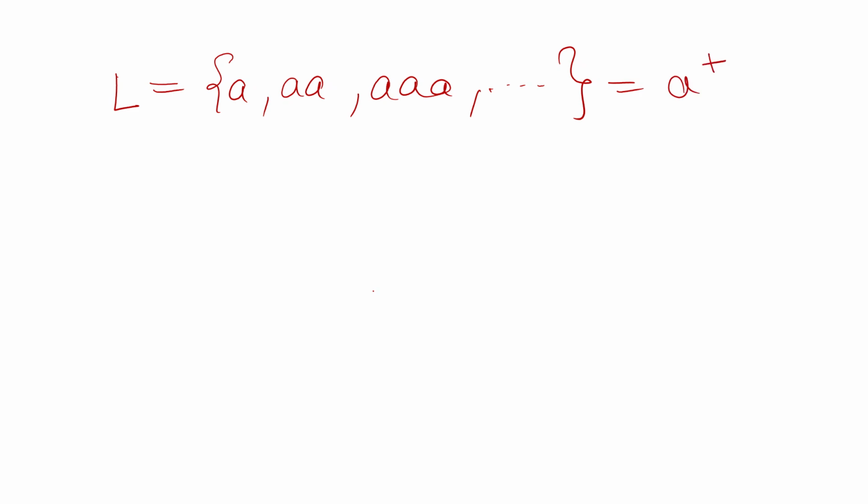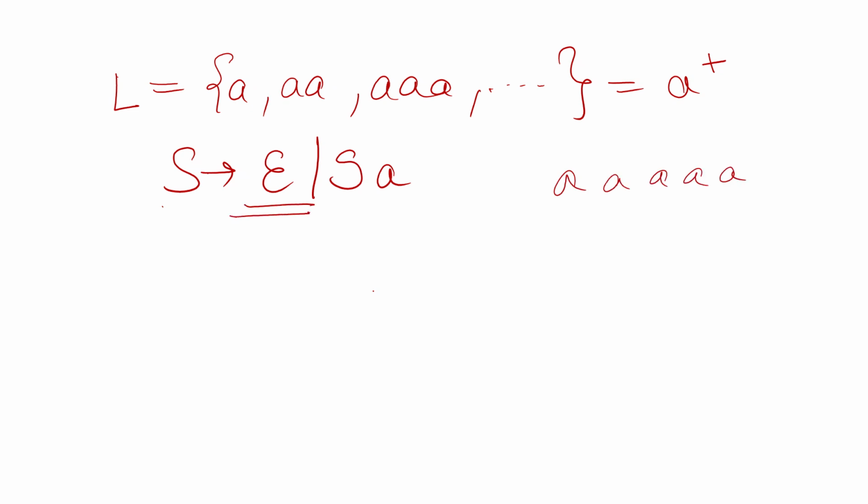Now, in terms of grammar, how do we write this? S goes to epsilon or SA. That means recursively you'll get A, and when you want to end it, you can end it in epsilon. But this is for your A star. What if on the first step itself you get epsilon?